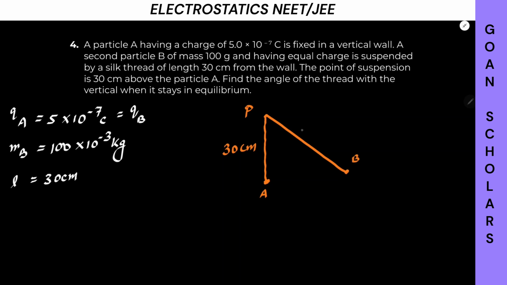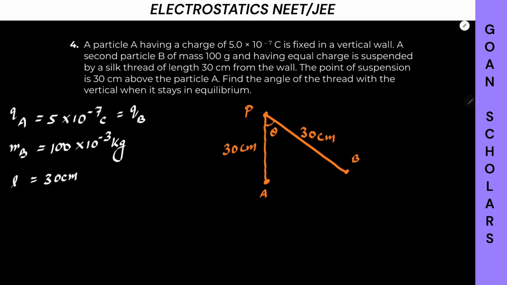This is our particle B. And what's the length of this thread? 30 centimeter, from the wall. 30 centimeter from this wall. The point of suspension is 30 centimeter above. So this is our point of suspension, right? Now what is this angle? Let's assume this is angle theta. If this is angle theta, this is particle B.